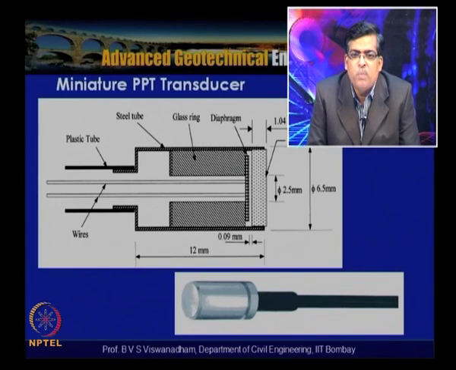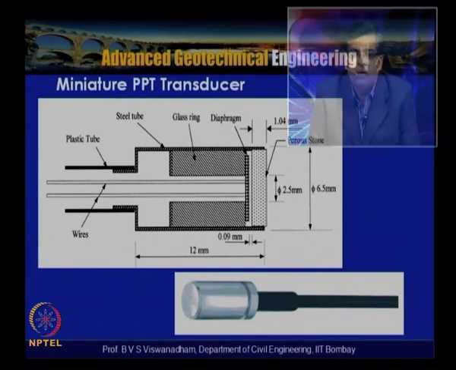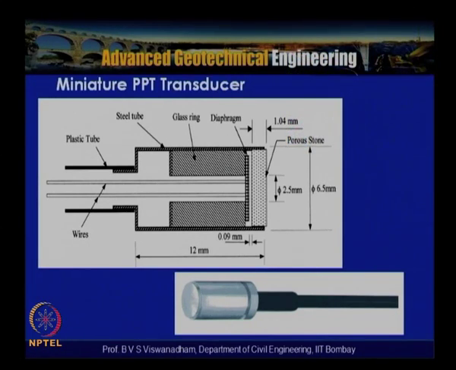These pore water pressure transducers are available from 0.5 bar up to 35 bar, wherein they can measure about 3500 kilonewton per meter square of pressure. A typical pore water pressure transducer is shown here, and this is the protection sleeve here, and then there is a cable which runs to the data acquisition system.